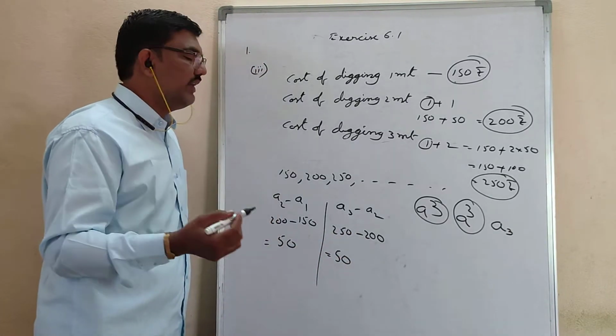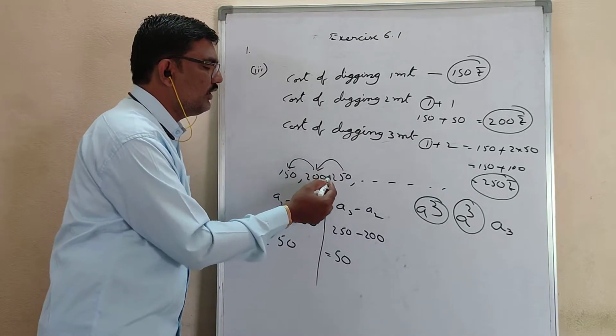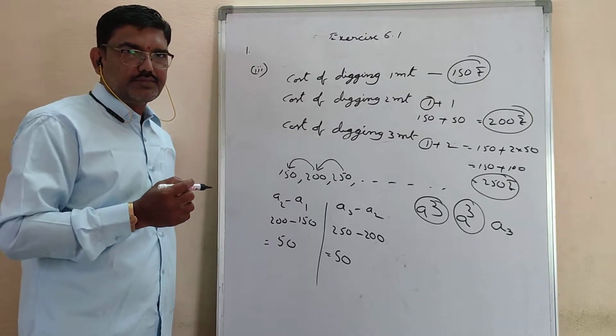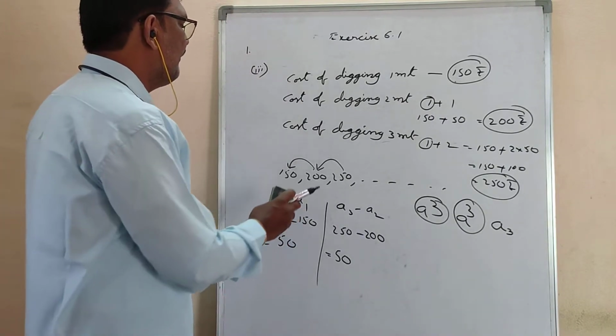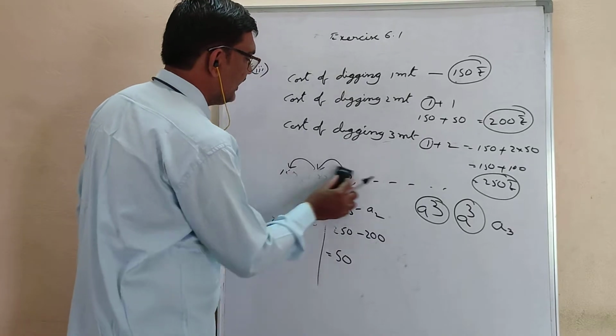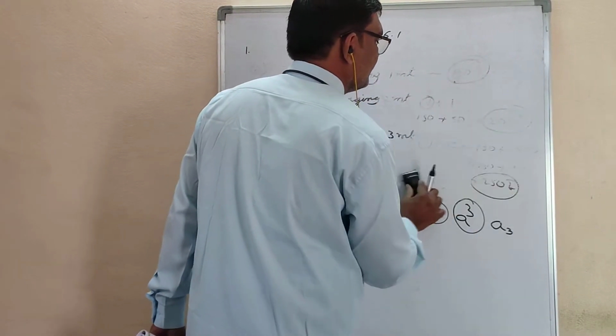So what are you observing? A2 minus A1, how much are you getting? A3 minus A2 you are also getting the same. Means the common difference is same. So what I said already, if the common difference is same, it forms an AP. So it is in AP. Okay. Next we will go for the fourth problem in this one.